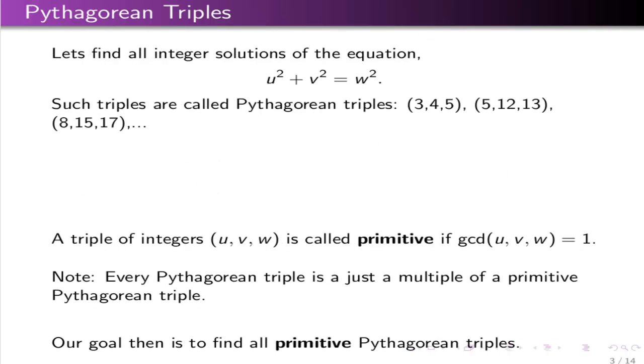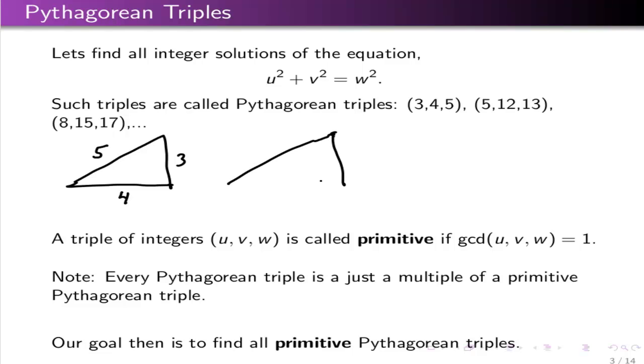So Pythagorean triples, you've all seen these growing up. There are triples like 3, 4, 5, or 5, 12, 13, or 8, 15, 17. These are whole numbers that form the three sides of a right triangle. So 3, 4, 5 is probably the most popular one. And another popular one is 5, 12, 13.